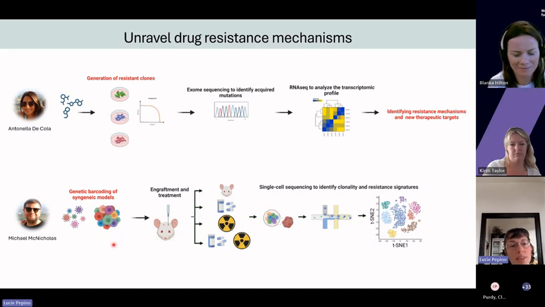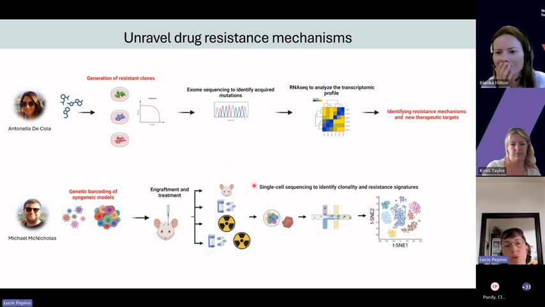As for Michael, his project is mainly focusing on genetic barcoding of these syngeneic models. This is still currently ongoing. Then he will engraft these barcoded models in immunocompetent mice, as you can imagine. And then he will apply either treatment, radiotherapy, or a combination of both, of course, with controls. And then he wants to perform single-cell sequencing to identify clonality and resistance signatures in the different models.